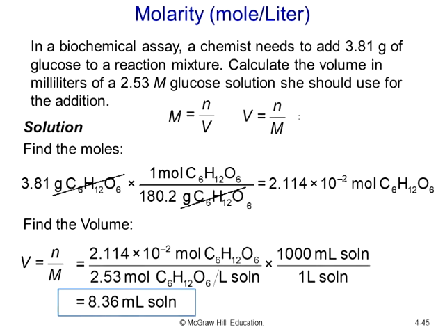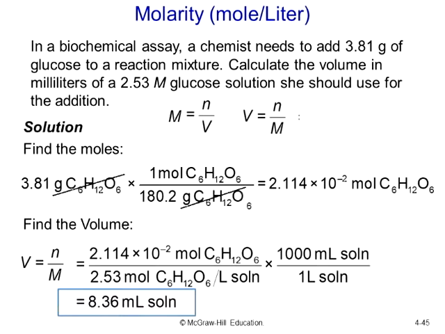How about another example? In this example, a chemist needed 3.81 grams of glucose for a reaction mixture. Calculate the volume in milliliters of a 2.54 molar glucose solution she would need. In this case, we're going to practice this one by using the formulas.